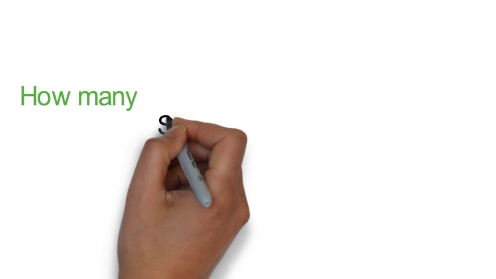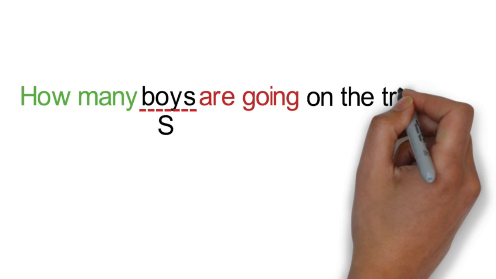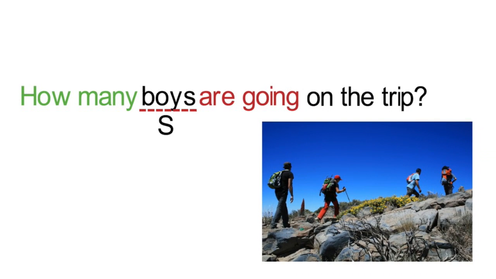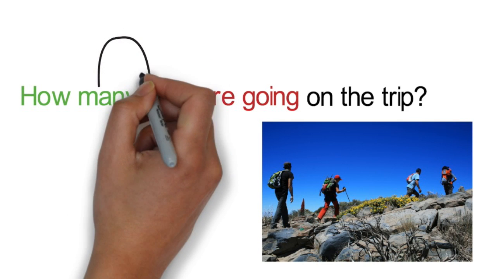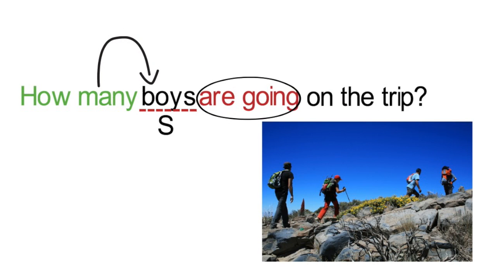How many has the subject after it, like this: how many boys are going on the trip? How many is usually followed by the subject and then the present continuous verb. In this case, are is the correct form of to be, since the subject boys is plural.